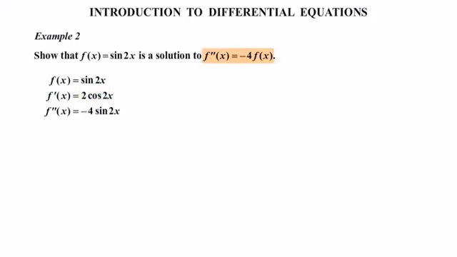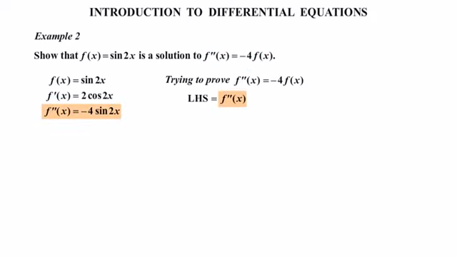Now let's go back to our question. We're trying to prove that f''(x) is equal to negative 4 times f(x). So looking at that result there, on the left-hand side first of all, well that f''(x), we can see over here that that's equal to negative 4 sine 2x. Now looking at that result, the sine 2x here, have a look up the top, f(x) is equal to sine 2x, so if we sub that in, that's just equal to negative 4 times f(x).